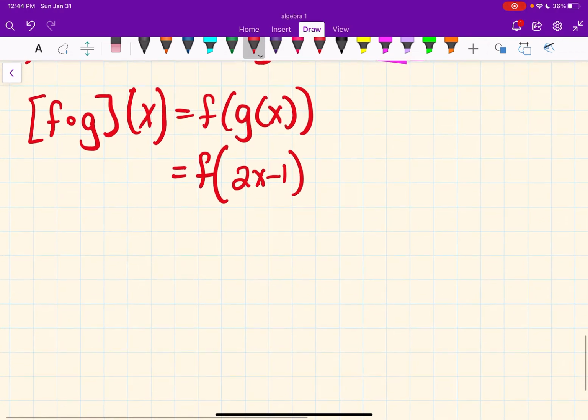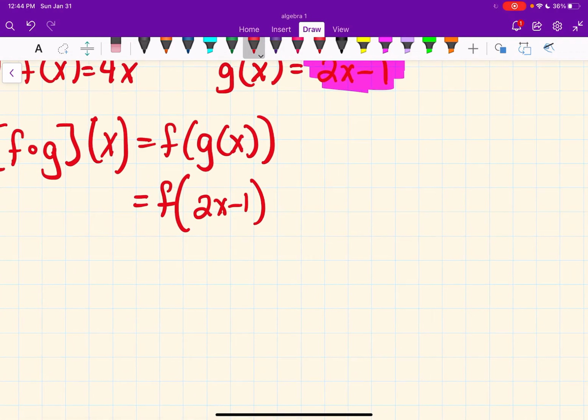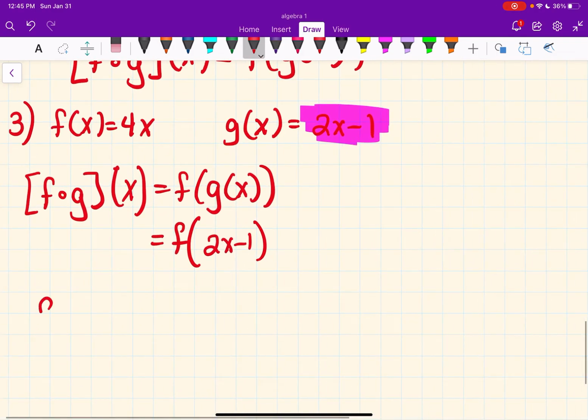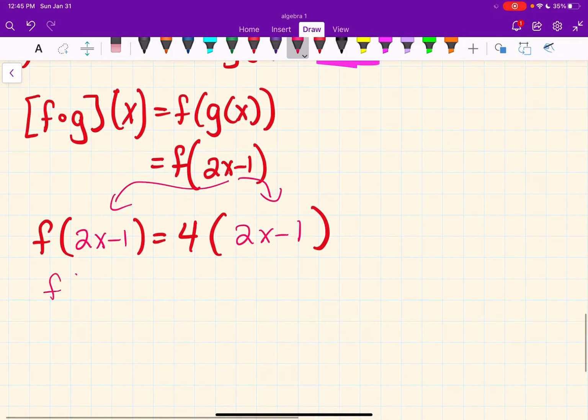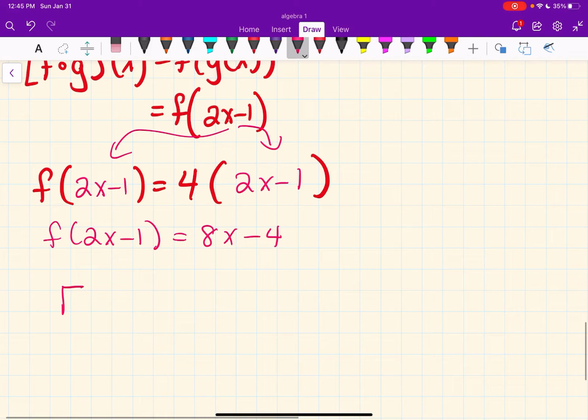Now remember how we did this. I want to find out f of 2x minus 1. We did this back in the beginning. So I'm going to take f of blank equals 4 of blank. And what am I putting in that blank? I'm putting in 2x minus 1. So I put 2x minus 1. So it's like we're doing little problems at a time. And so we leave the left side alone. And over here is 8x minus 4. Because we had replaced the g of x with 2x minus 1, and then we replaced that into the f, this is our final answer. f of g of x equals 8x minus 4.